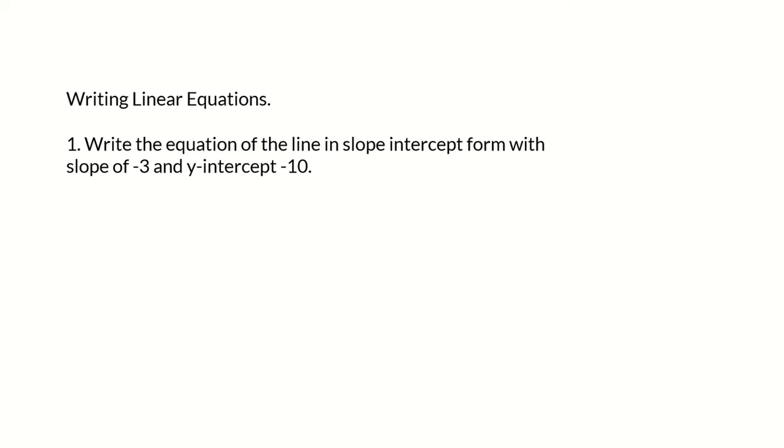To write the equation of a linear function, normally we're going to look for slope-intercept form, which is y equals mx plus b, because that's the easiest form to graph from, so most likely that's the form that we would like. So if we want to write the linear equation in slope-intercept form with slope of -3 and y-intercept of -10, well, in that formula, m is the slope and b is the y-intercept.